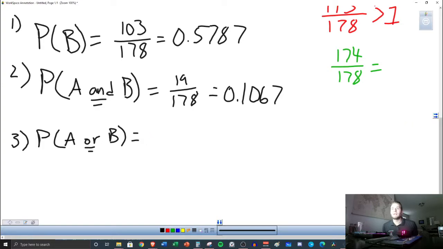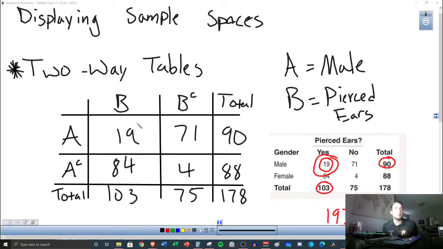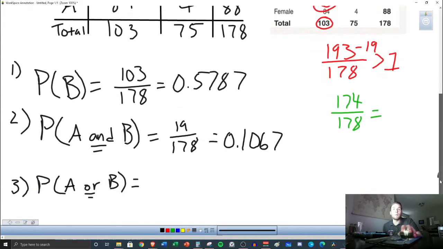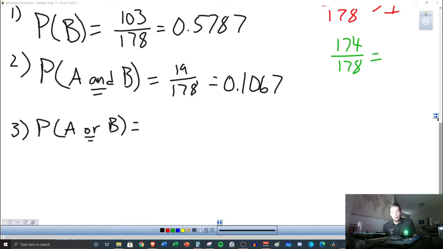A couple ways that you can do this. If you remember this, whenever you're doing the or statement, you don't want to double count the center part, right? A lot of times what I do is I just add these three. This is sort of the elbow here. We don't use this one, but it's these three spaces. So it'd be 19 plus 84 plus 71 is what I would do. So there's that 174. Over here we'll do 174 as the total options for us. 174 over 178.